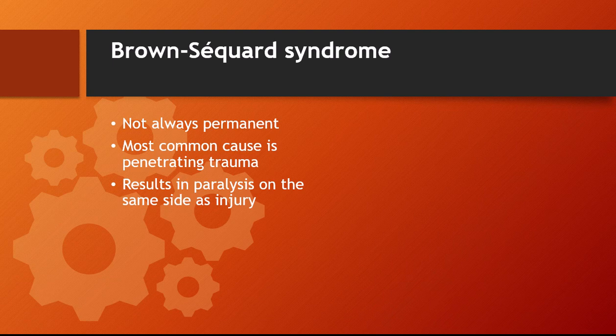So basically what you're going to see with Brown-Séquard is that you're going to get paralysis and loss of sensation on the same side, but you'll get loss of pain as well as temperature sensation. You can't tell whether it's hot or cold on the opposite side of the body. Now, somebody tell me, how does that happen? What causes that?